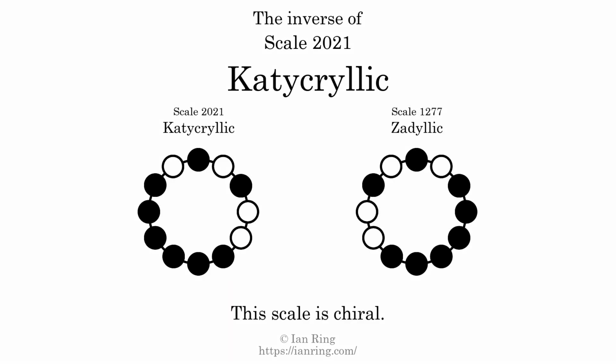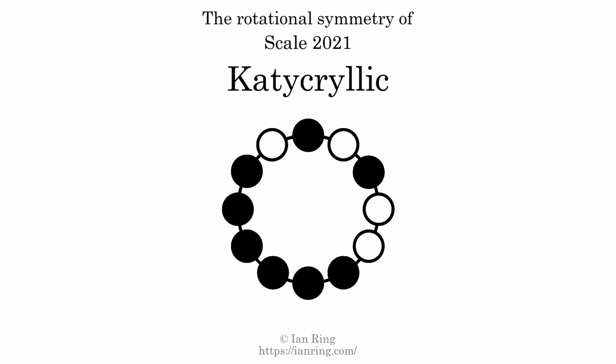The inverse of a scale is a mirror image. It is what you get when the sequence of intervals is reversed. The inverse of this scale is scale 1277, also known as Katycryllic. This scale is chiral. It cannot transform into its inverse by rotational transformation. This scale has no rotational symmetry.